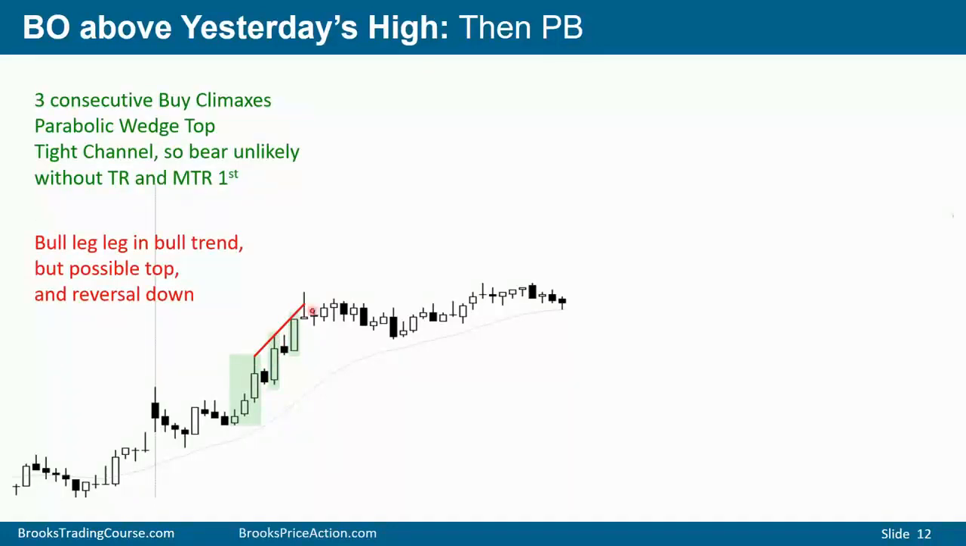However, remember what I said, if it is going to be a parabolic wedge top, you want it to fall in a fairly tight bear channel. Instead, this went sideways in a fairly tight channel, and that reduces the probability that this is going to be a top. It increases the possibility that we're going to go sideways and get trend resumption up.